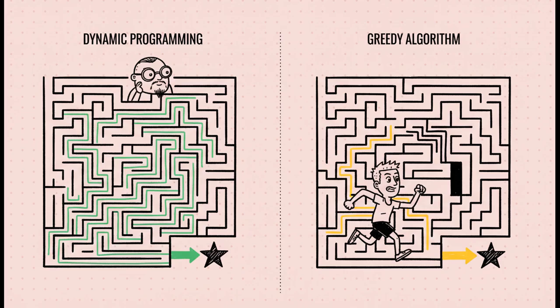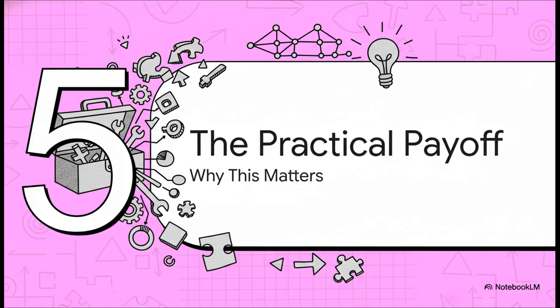Now, dynamic programming, it's smarter. It's more like mapping out the entire maze. It explores every path, remembers which ones are dead ends, and then uses all that information to find the absolute, guaranteed, shortest way out. So you see, the real trick here is knowing when to use this thing. It's a super powerful tool, but it's not the right tool for every single job. It's a game changer, but only when the conditions are right.